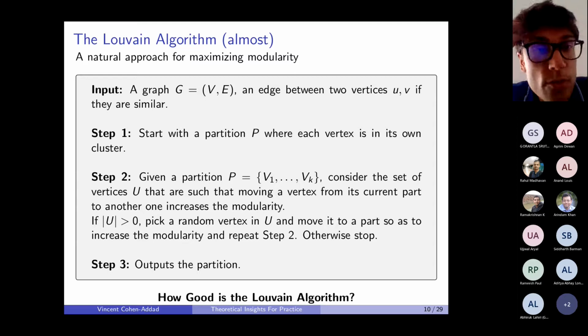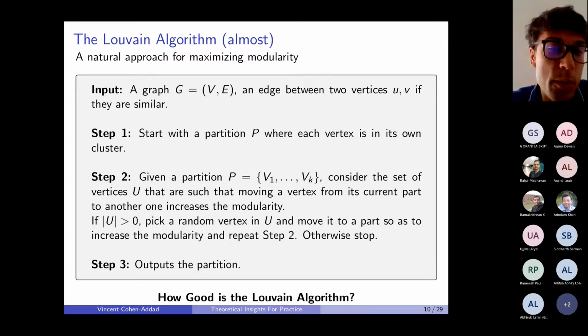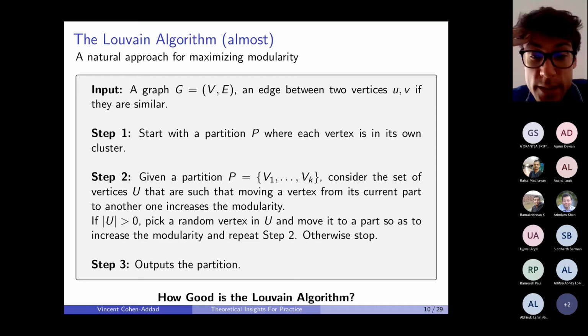This is almost like the Louvain algorithm that is used in practice. It's a very well used algorithm. The paper has around 15,000 citations, and it's a pretty useful graph partitioning algorithm. It's not quite the same as what I'm writing here, just a slight simplification.